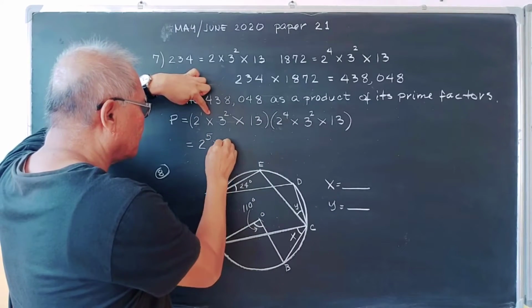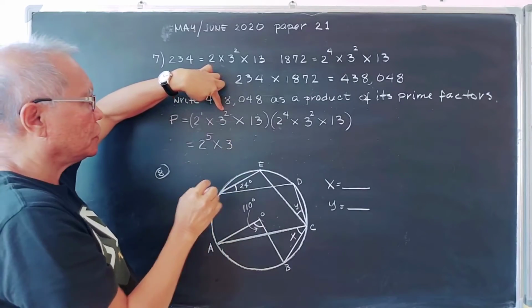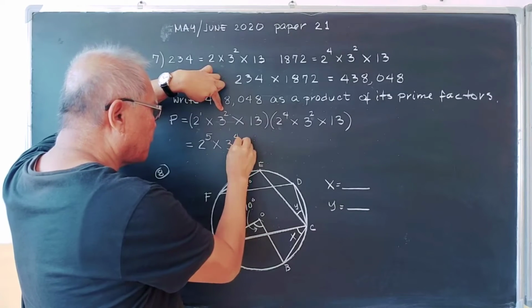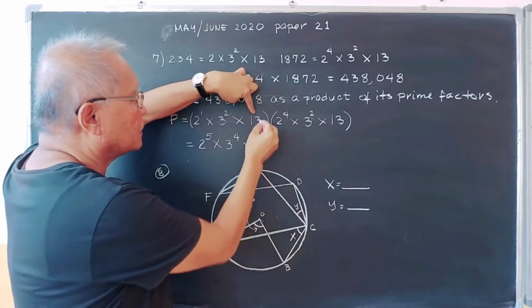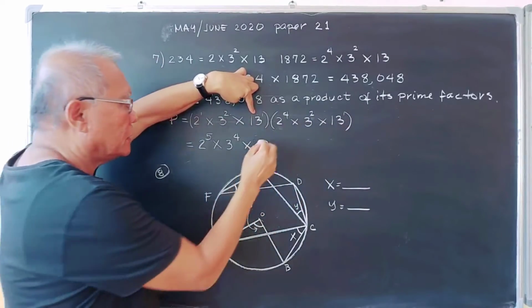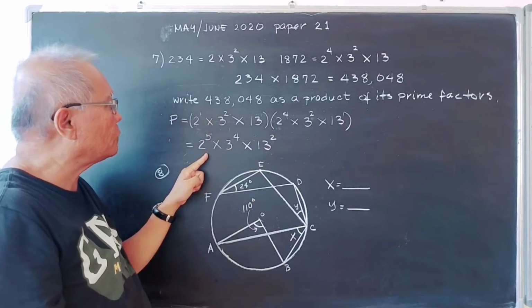And then we have the 3. The exponent of the 3 here is 2, and the exponent of the other 3 is also 2. So 2 plus 2 is 4. Times, we have 13 here and 13 to the first. 1 plus 1 is 2. So this is the prime factored form of 438,048.